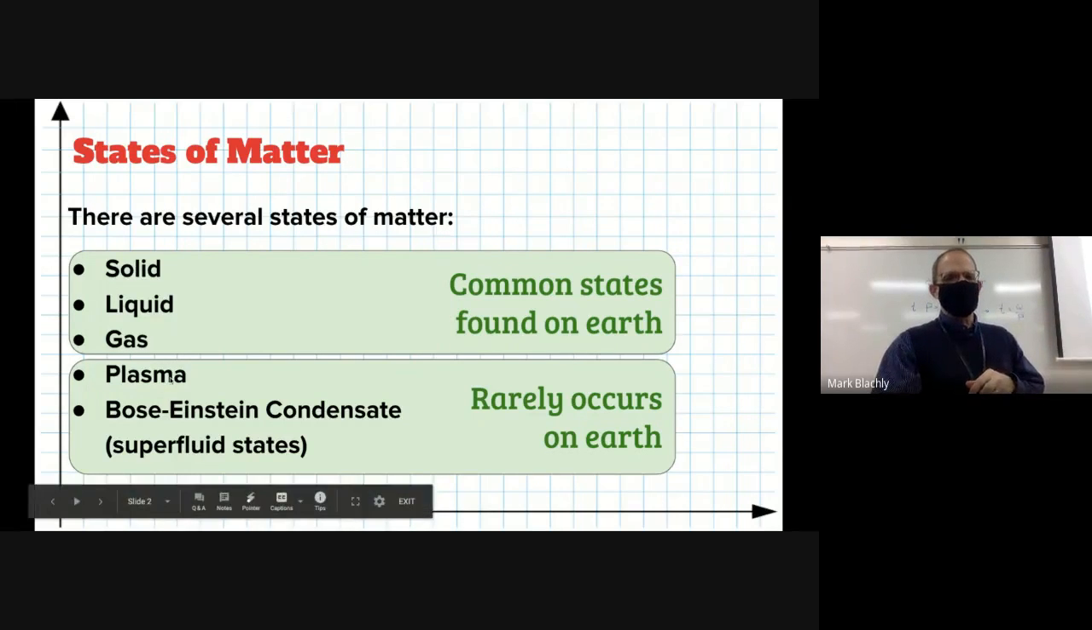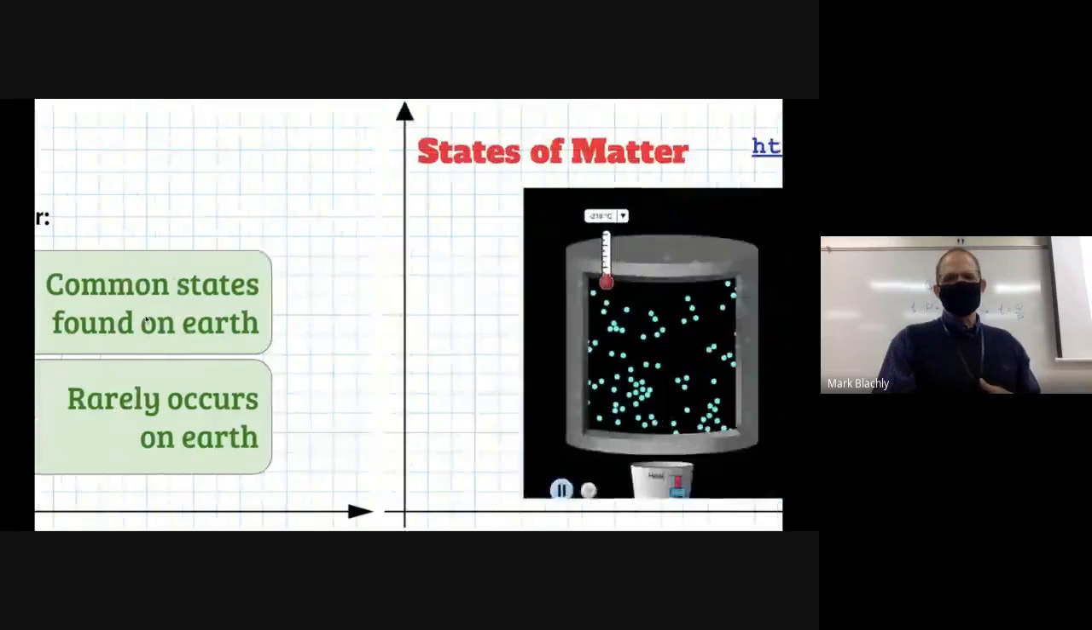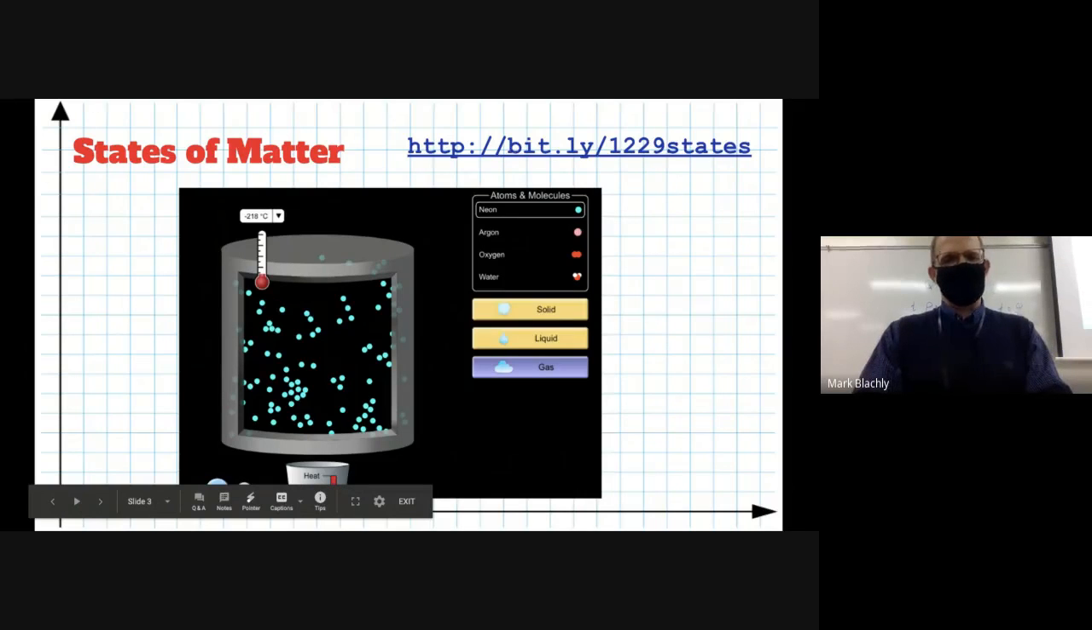The ones we are going to focus on are the plasma and the Bose-Einstein condensate. I'm sorry. Those are the weird ones. Those are the ones we're not going to focus on. We're going to focus on solids, liquids, and gases. So let's quickly review what solids, liquids, and gases are. All right. So here's a little applet which will help us kind of visualize it.